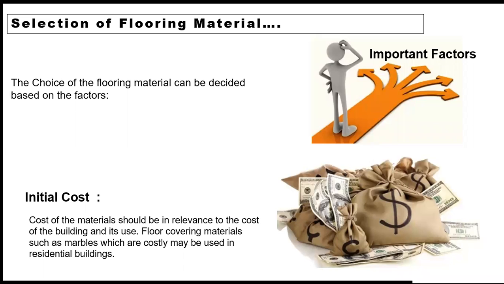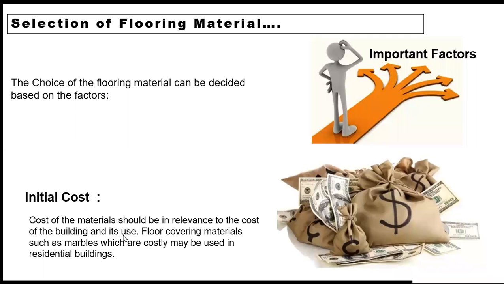Okay, if suppose we have a budget of 10 lakh rupees for a building, then we can't invest 3 lakhs on the floor. So flooring material will be accordingly decided. The cost of the material should be in relevance to the cost of the building. That means if the budget is quite high, then accordingly you can decide which type of material you can use.